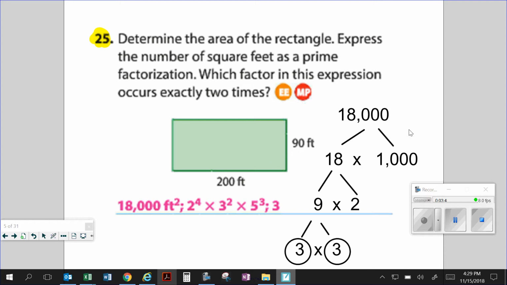And what are the factors of 18,000? 18 times 1,000. 18 is 9 times 2. 9 is 3 times 3. Which factor repeats twice? 3 repeats twice. And that is our homework. So please now tape your homework onto page 116.